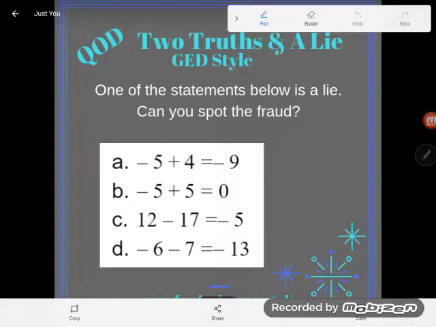Hey GED students, it's GED question of the day, and I'm still looking for lies around here. So directions say one of the statements below is a lie. Can you spot the fraud?